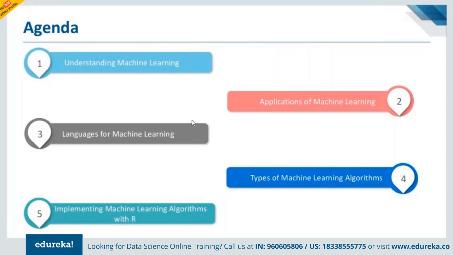Today we are going to discuss machine learning, applications of machine learning, languages for machine learning, especially R, then types of machine learning algorithms and implementing machine learning algorithms with R. Hope everybody is aware of the two things which I'm going to discuss today: one is machine learning, second is R programming. If not, then I'll make them clear, right? What exactly are the basic concepts regarding the same.